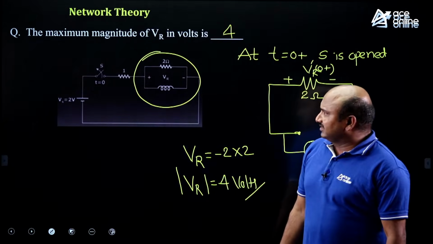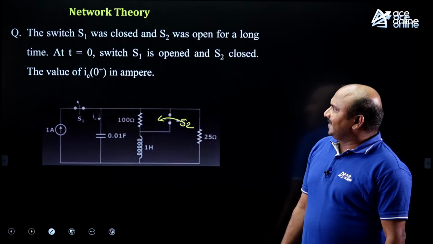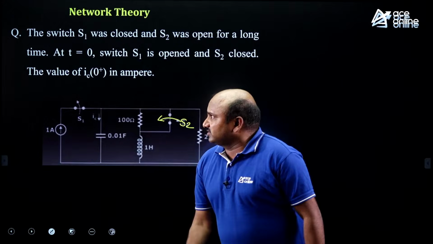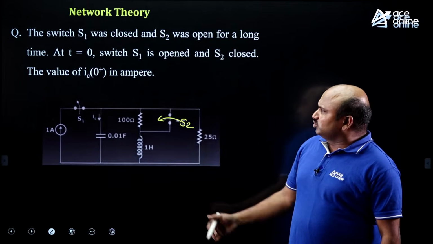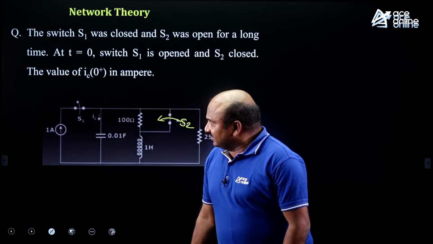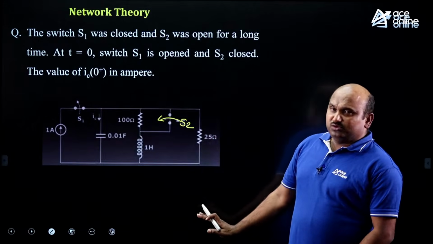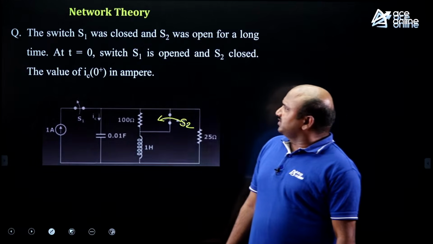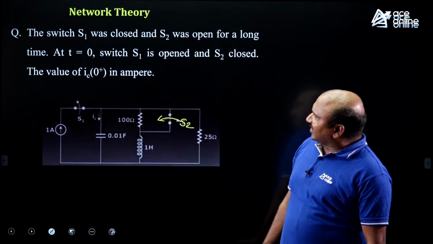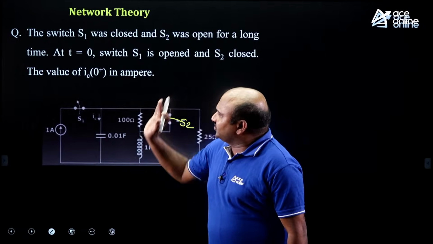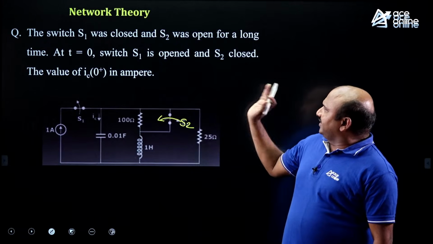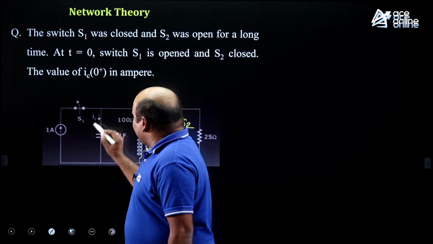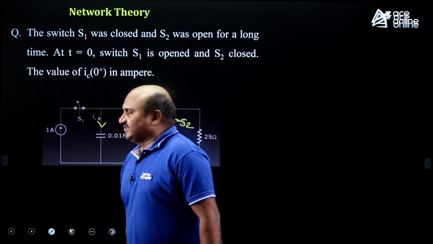Now let me consider the next example. The next question is again related to transient circuit analysis, but this is a 2 marks question. Guys, this example also you can do directly. As per the question, switch S1 is closed and S2 is opened for a long time. At t equal to 0, switch S1 is opened and S2 is closed. Find the value of IC at 0 plus, with the downward direction given.